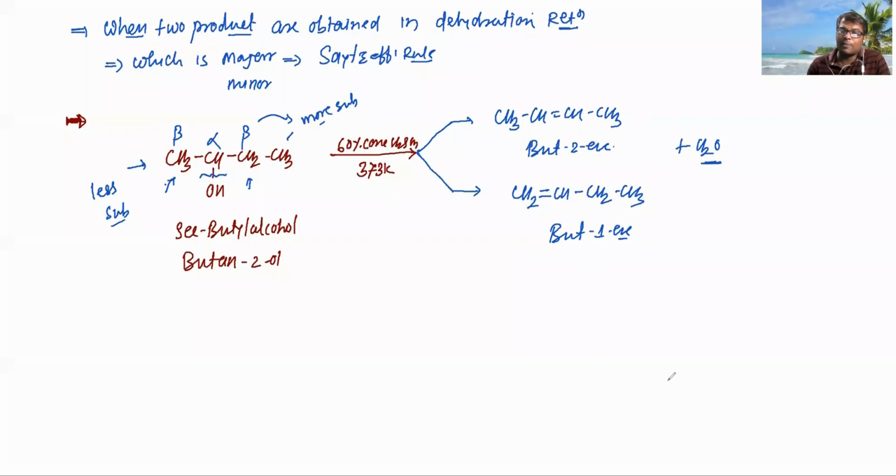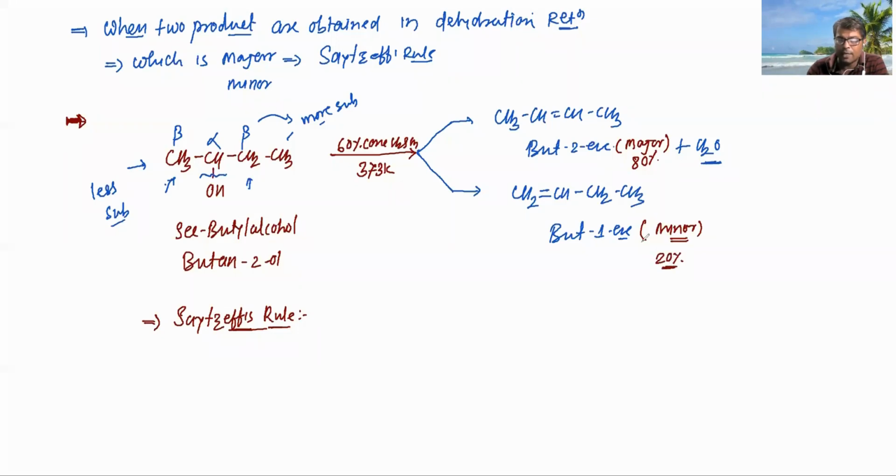Therefore, whenever there is an elimination reaction, if we get two or more products, which product is the major product? That major product is decided according to the Saytzeff rule. Now, what is the Saytzeff rule? From these two products, but-2-ene and but-1-ene, but-2-ene is the major product and but-1-ene is the minor product. It is 80% and 20%.